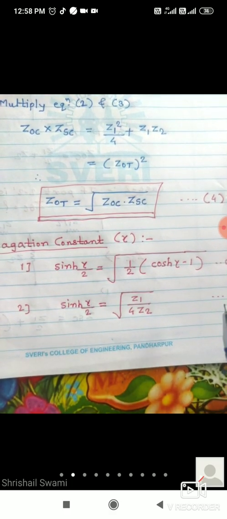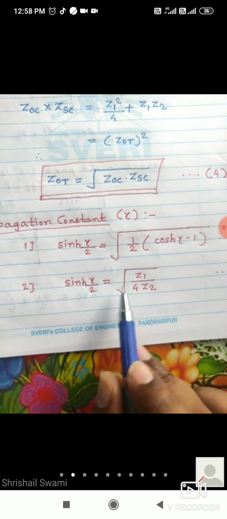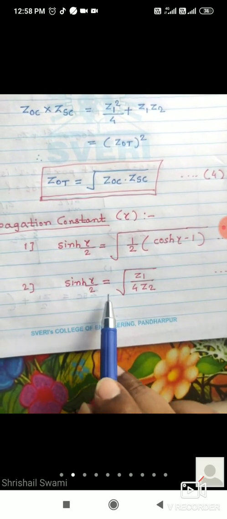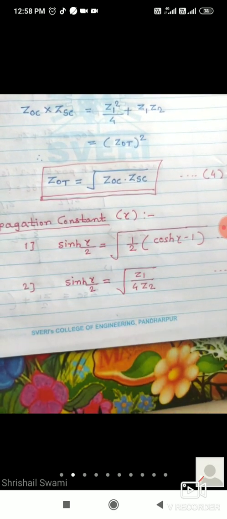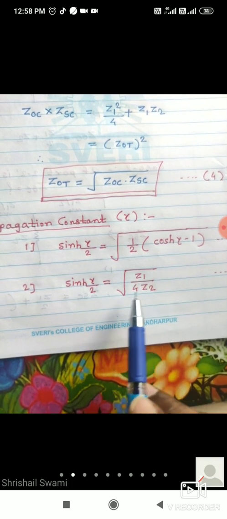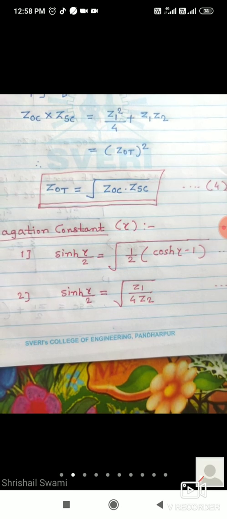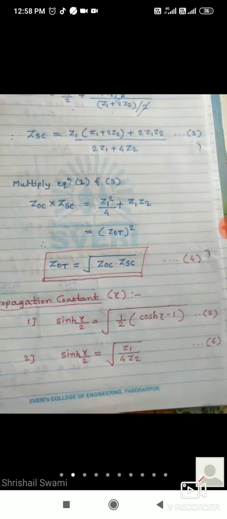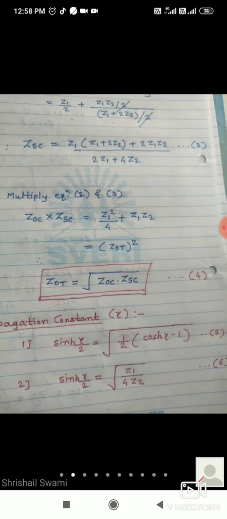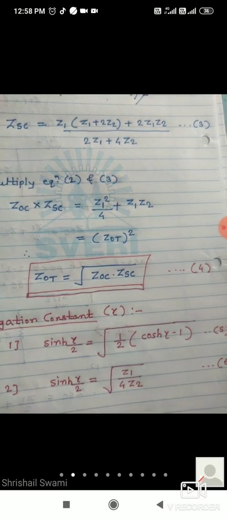So gamma you can calculate by using the impedances. This formula will be useful to you. So if you know Z1, if you know Z2, you will get the value of propagation constant gamma. So this is about the T-type filter network.